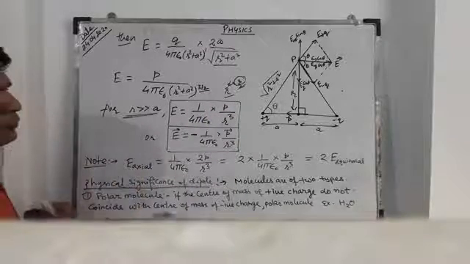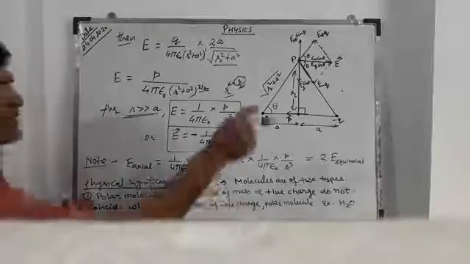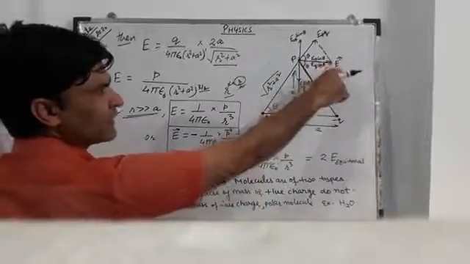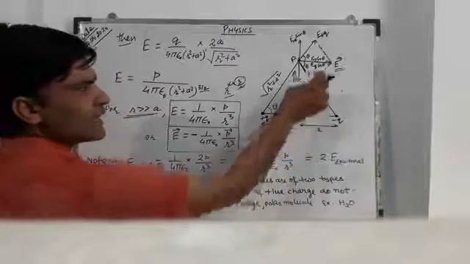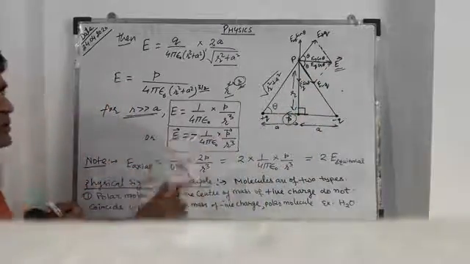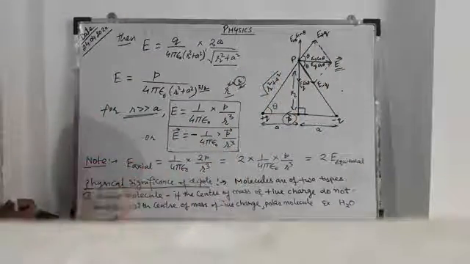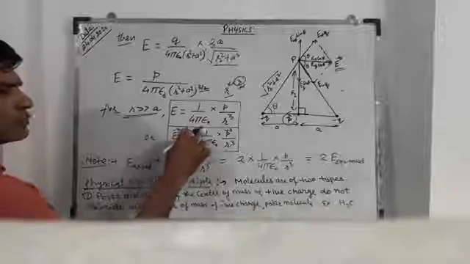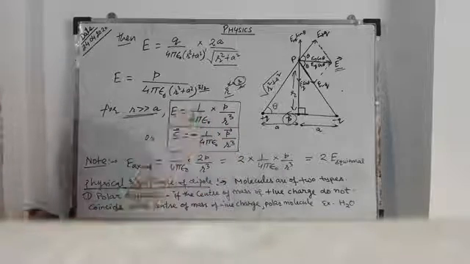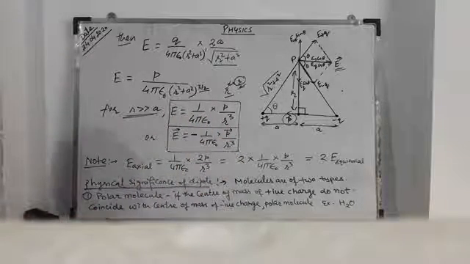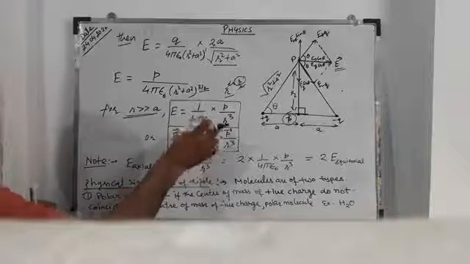In vector notation, E is equal to minus. From where does this minus come? From the figure we can see that the directions of E and P are opposite to each other. This negative sign shows the direction of E and P. Then E is equal to minus 1 upon 4 pi epsilon naught p upon r cube, which is the electric field due to a dipole on the equatorial line.